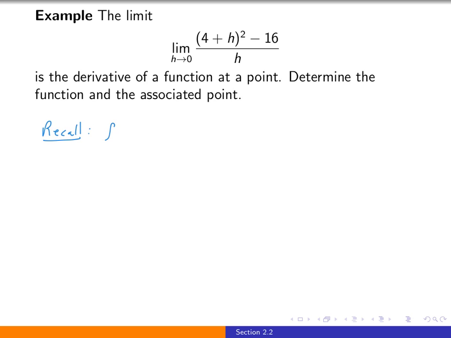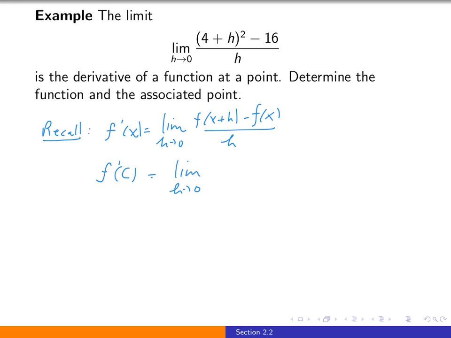As a function, we define the derivative to be the limit as h approaches 0 of f of x plus h minus f of x all over h. But we can also think of taking a function and evaluating it at a point. So if we had a point c and we wanted to know what is f prime of c, this would be the limit as h approaches 0 of f of c plus h minus f of c over h.